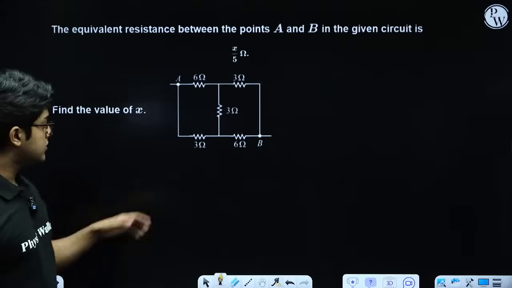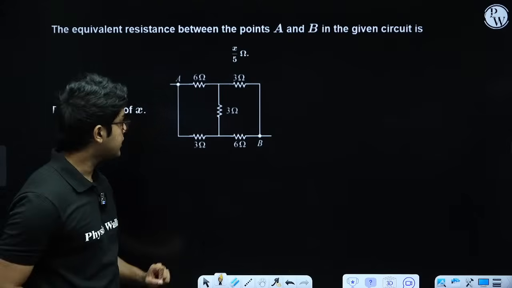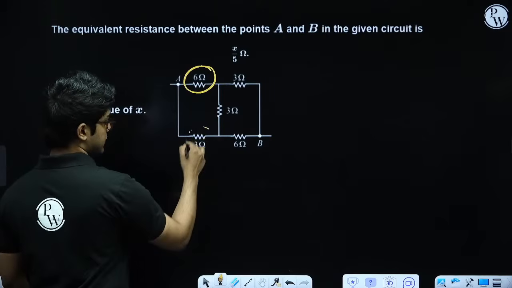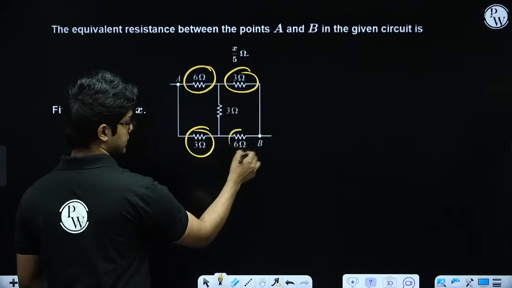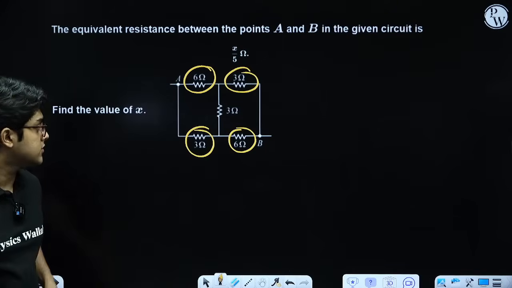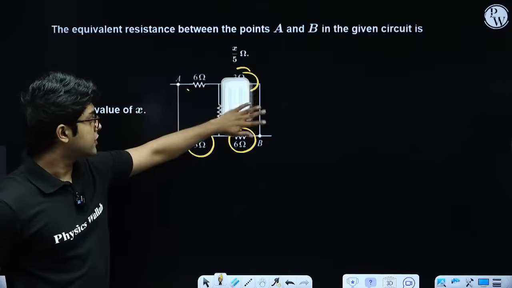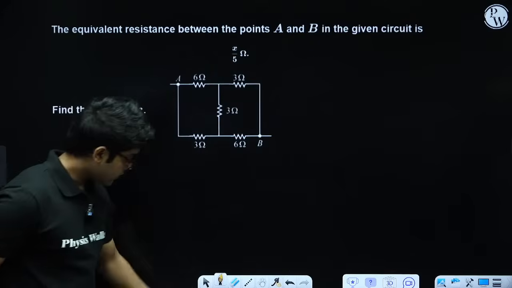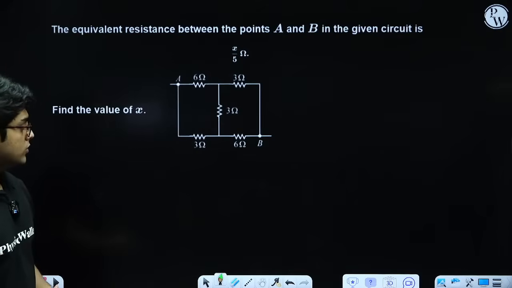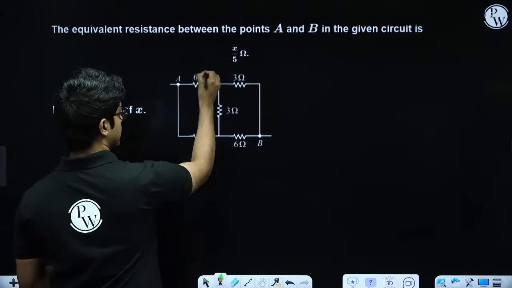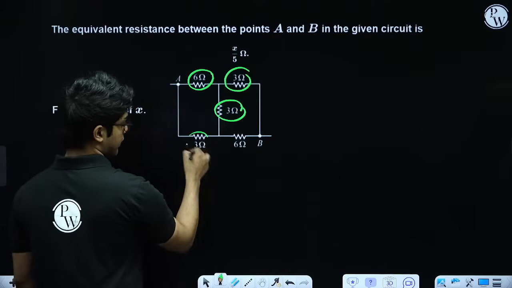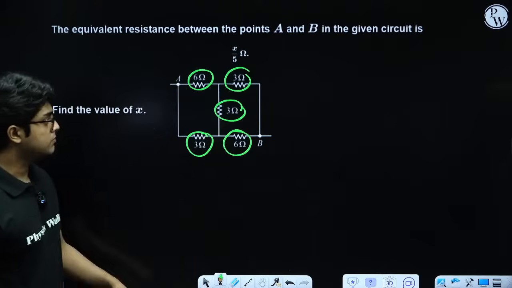Okay, so the interesting idea in this circuit is that it's not a Wheatstone bridge, right? That's the first thing that you need to confirm. 6 by 3 is 2, 3 by 6 is half, so this is not a Wheatstone bridge. Now this particular circuit has 6 and 3 up top, a bridge in the middle, and then 3 and 6 in the bottom.